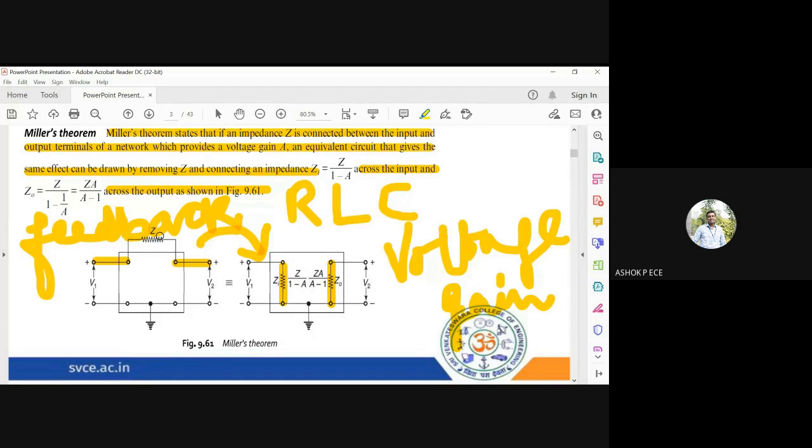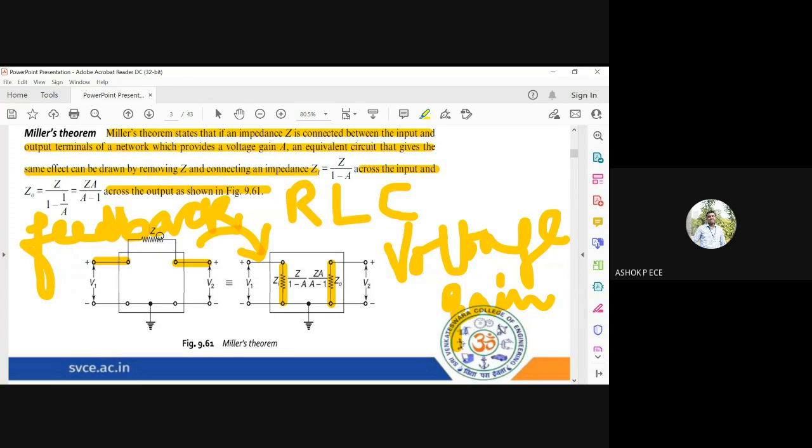So everything mathematically, concept wise, formula wise, has to be correct. Only then you can go for this theorem. So any doubt in the basic concept of Miller's theorem? Miller's theorem is applicable wherever you see a component between input and output.